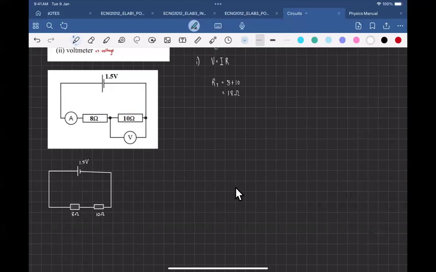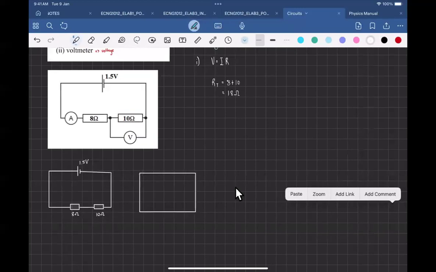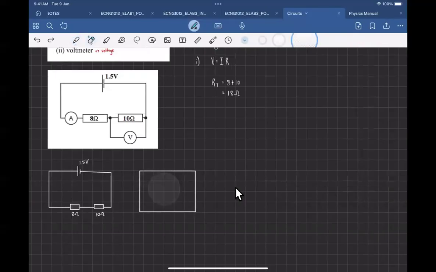So let me show you all something real quick. You see that circuit over there? That circuit could also be drawn as this over here. It means the exact same thing.